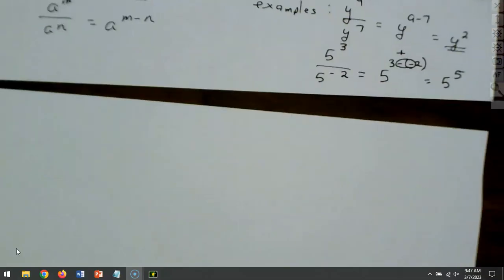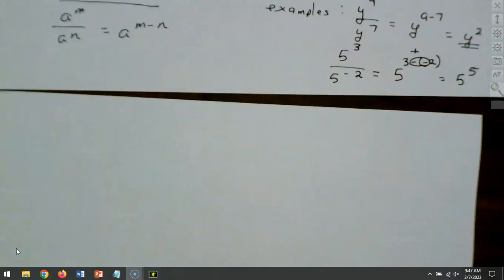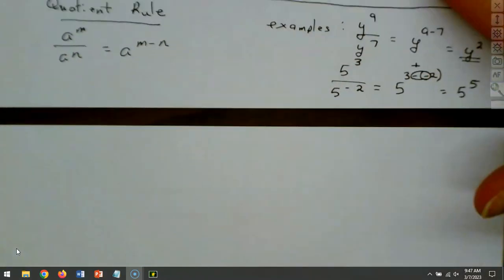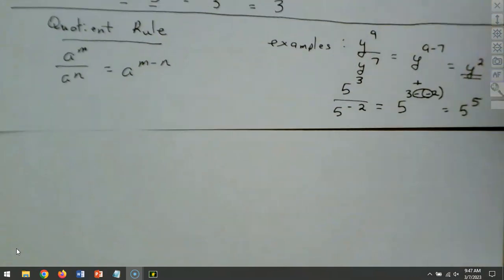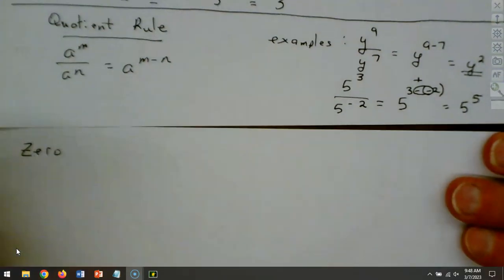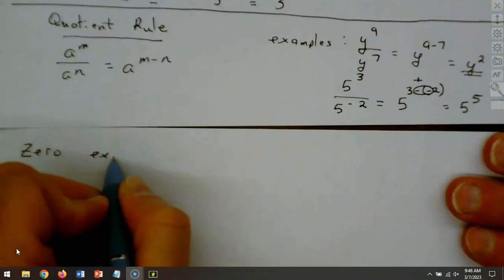Next, we have the zero exponent rule. And this is something that's a little bit different as well. Yes, yep, and that's the next rule. Zero exponent rule is the next one, and I'm just following along with our textbook. And you're correct.